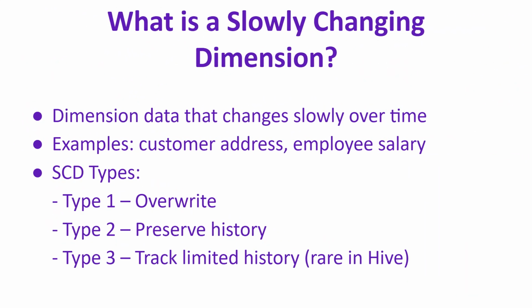What is a slowly changing dimension? SCD refers to dimensional data that evolves over time. For instance, a customer address may change and you may or may not want to keep historical records. The most common types are type 1 and type 2, which we will focus on today.